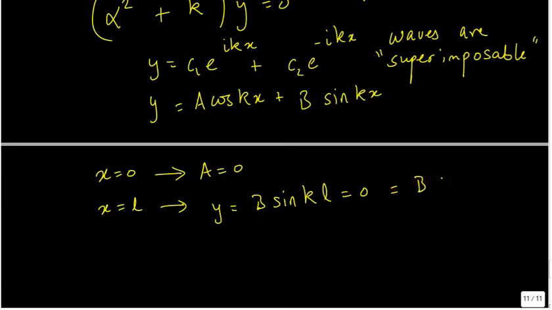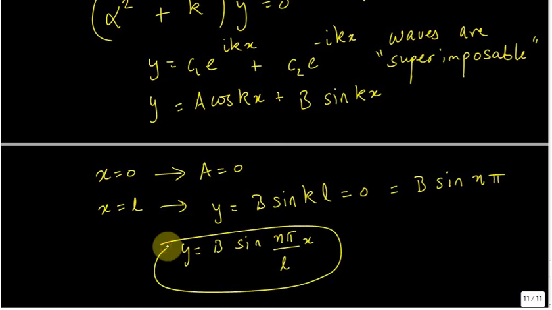Which is equal to sin of an integer n times pi. Right? So it says kL is equal to n pi, or my solution comes out to be y equals B sin of n pi x by L, with k equal to n pi by L. The general solution comes out to be like that.